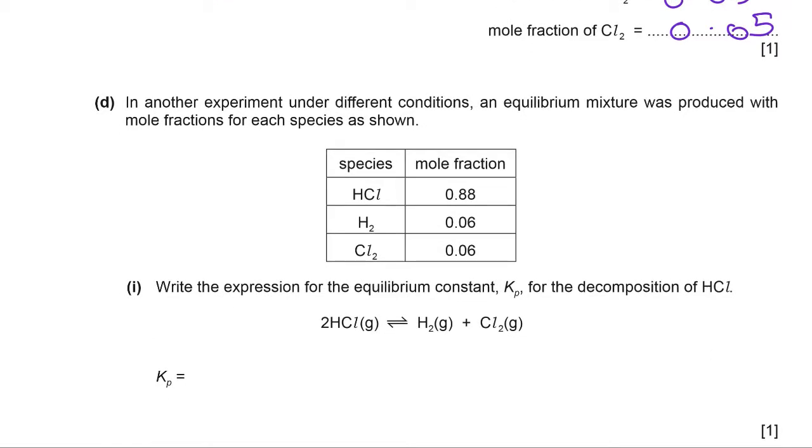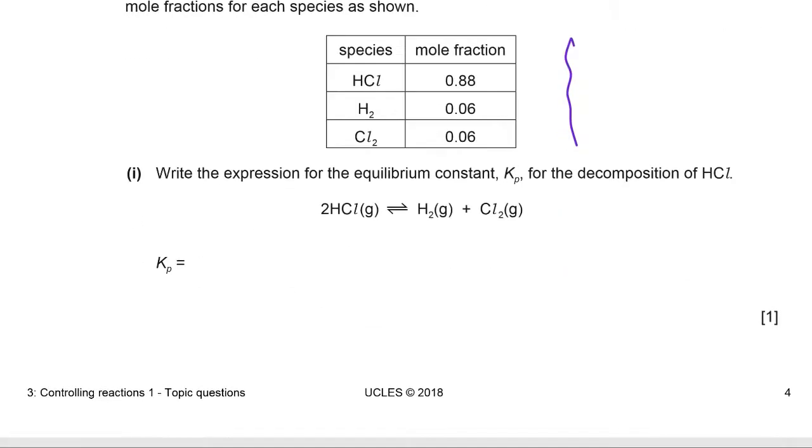In another experiment, under different conditions, an equilibrium mixture was produced with mole fractions for each species as shown. Write the expression for the equilibrium constant Kp for the decomposition of HCl. Here is the expression, product over reactant: partial pressure of H2 times partial pressure of chlorine, over the partial pressure of HCl to the power 2, because you have 2 moles. This is the expression.